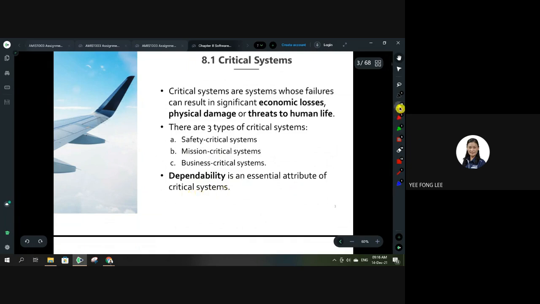So why is dependability so important here? A system that is not dependable is a system that is not trustworthy. They always relate this dependability with the word trust.